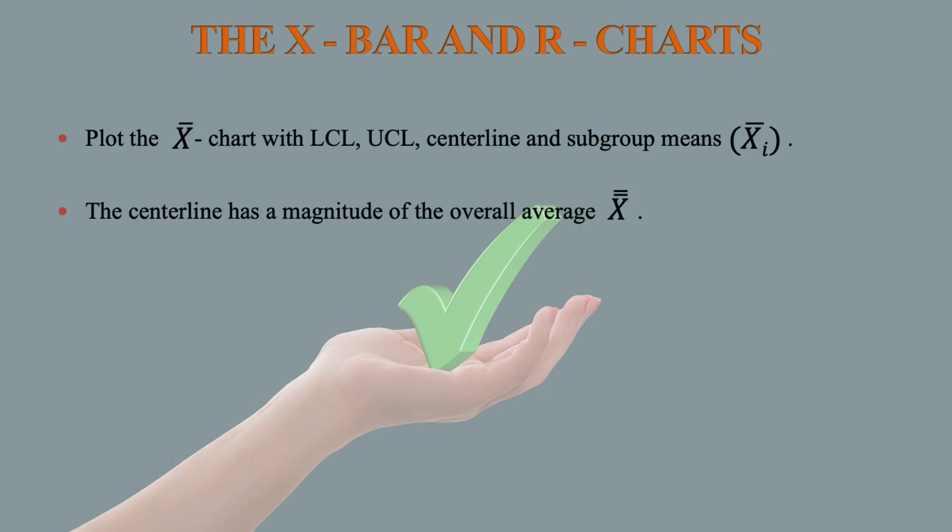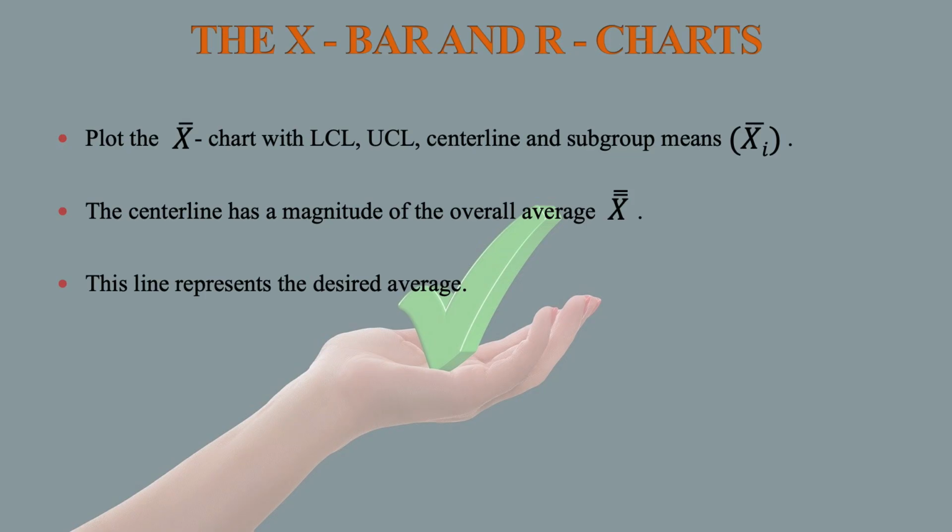This center line has a magnitude of the overall average, that is X double bar. So X double bar is the mean of the individual sample means. This line represents the desired average.